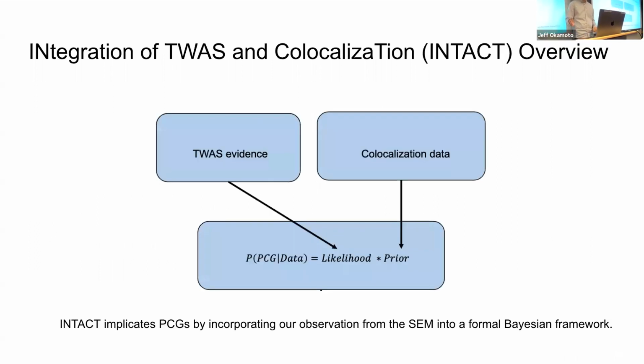Okay, so sort of taking that observation and running with it, we're going to try to implicate PCGs, incorporating that observation into a formal Bayesian framework, where essentially we are forming a prior based on that colocalization evidence. And we're calling our method integration of TWAS and colocalization, or INTACT.